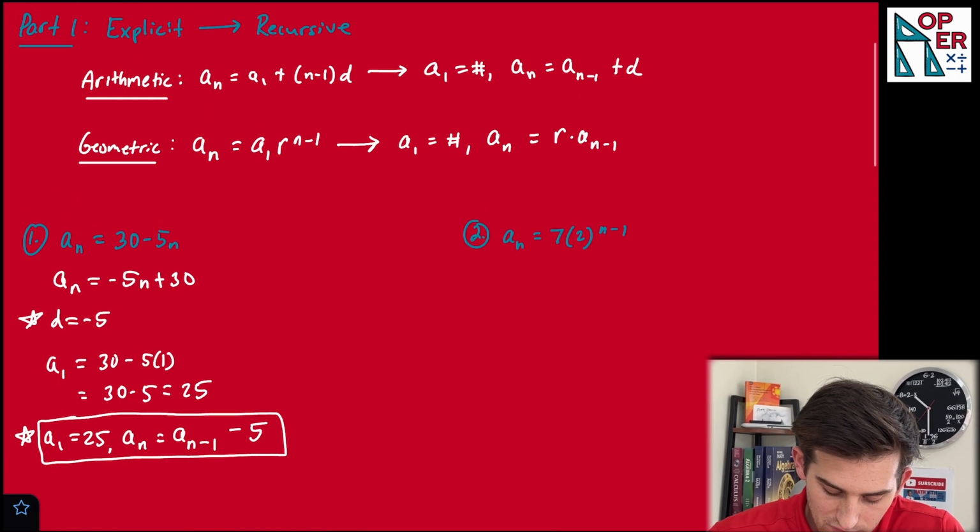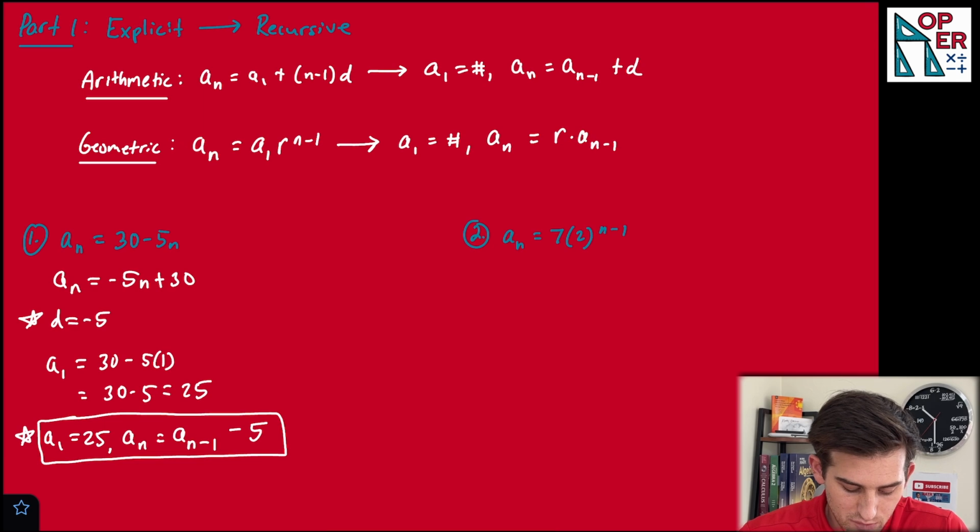Now number two is geometric, so let's take a look at our geometric explicit to recursive rule up here at the top. It says a sub n equals a sub 1 times r to the n minus 1 power. That would be our explicit rule for a geometric sequence. And our recursive rule, once again, we're going to list that first term, and then our rule is going to be a sub n equals r times a sub n minus 1. So it's a very similar format, not as much reworking of the equation as there is for arithmetic sequences.